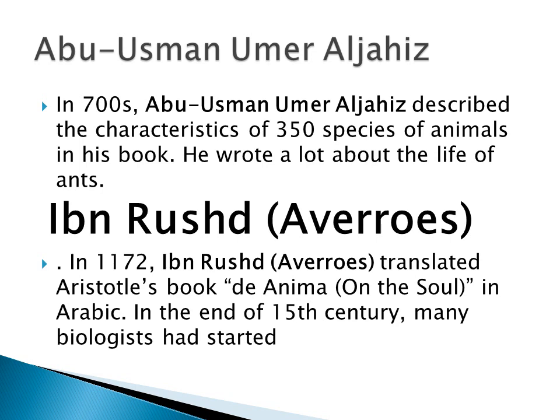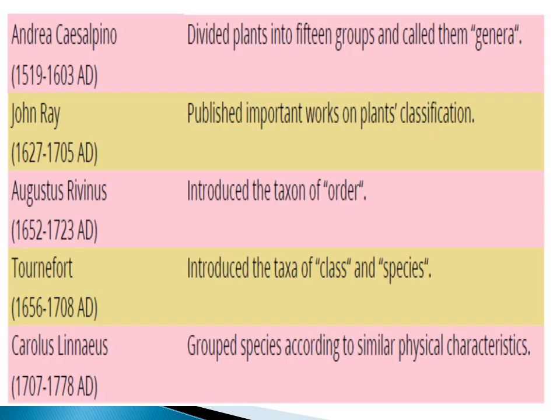In the end of the 15th century, many had started their work. Like Andrea, he divided plants into 15 groups and called them genera. John Ray published important work on plant classification. Augustus introduced the taxon of order. Tournefort introduced the taxa of class and species, and Carolus Linnaeus grouped species according to similar physical characteristics.